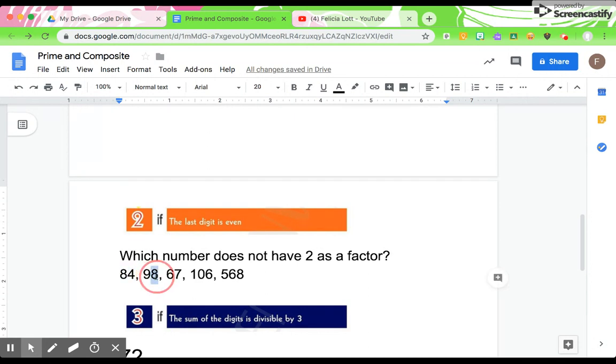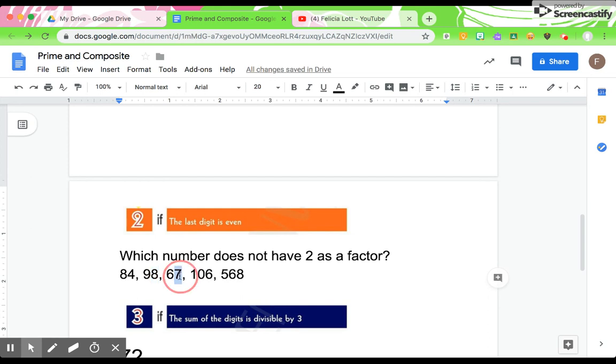Now looking at 98, 8 is an even number. Because 8 is an even number, 98 is an even number, which means that 98 and 84 both have 2 as a factor. And that means not only is 1 times 98 a factor, but 2 times something. And even if you don't know what that something is that would be multiplied by 2 to create 98, you still know there's already more than 2 factors, making this a composite number.